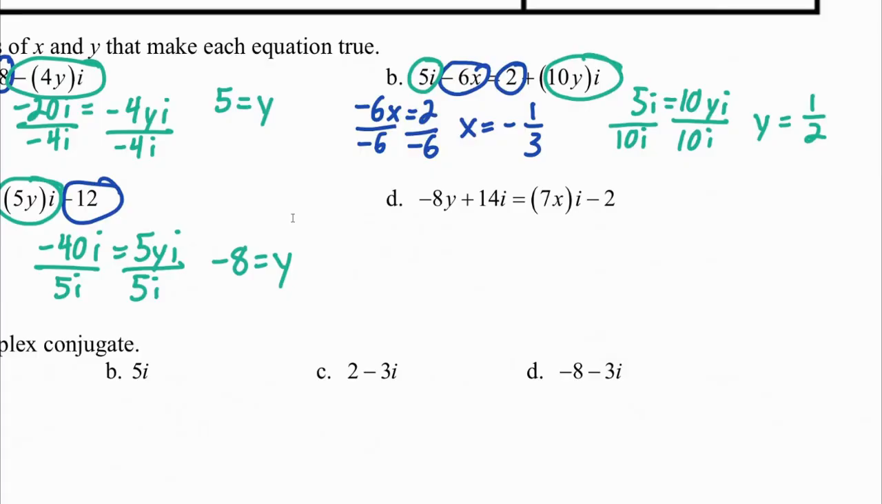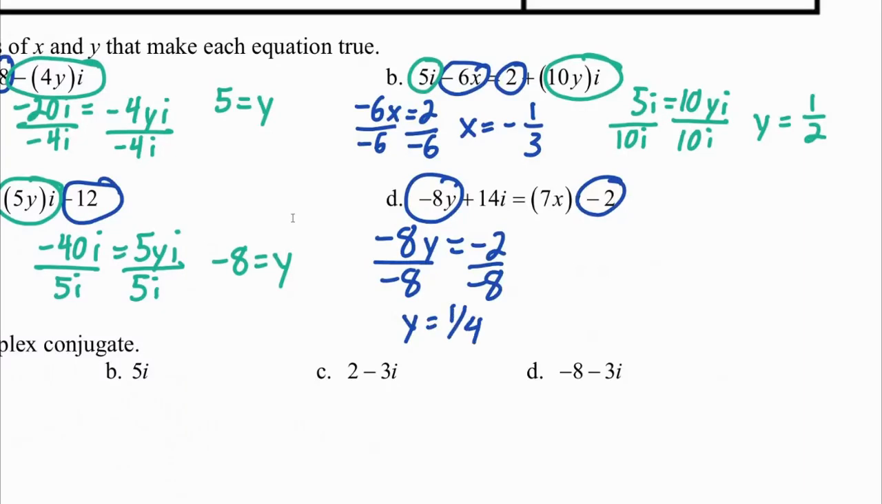So again, this time we're setting negative 8y, which is our real piece, equal to negative 2, and dividing by negative 8. So that should reduce to 1/4. And then we're doing 14i is equal to 7xi, and we divide by 7i to get that x equals 2. So it's not necessary that x is our real piece and y is our imaginary piece. It doesn't matter. It just means we can only set real equal to real and imaginary equal to imaginary.